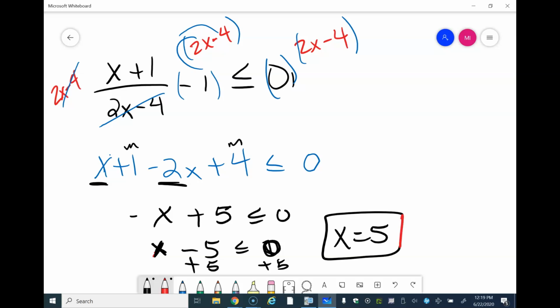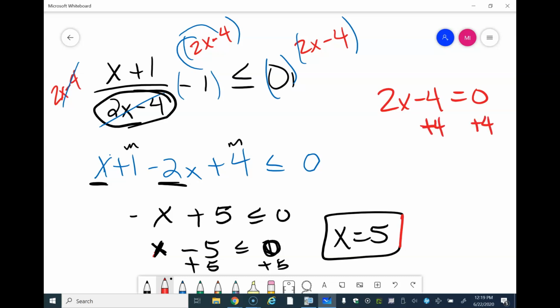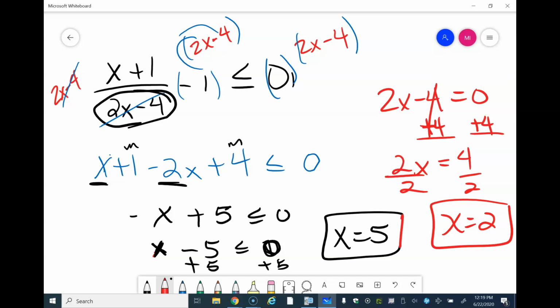And remember, our second 0 is what we get from the bottom one here. So we take that off to the side and say 2x minus 4 is equal to 0. Do plus 4. That cancels. 2x is equal to 4. Divide both sides by 2. We have x is equal to 2. So in this case, we have our 5 and our 2 as our answer.